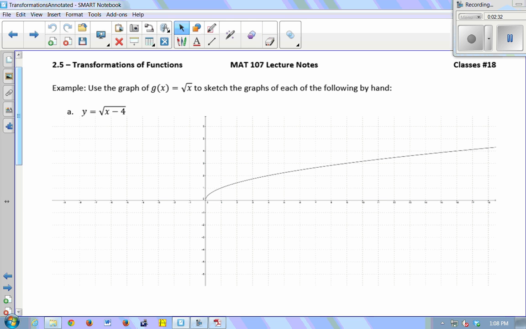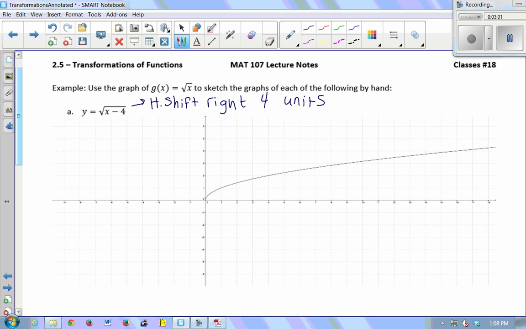To the right, yes, because horizontal changes always lead to changes that are counterintuitive, right? So negative, your intuition would tell you go left, but anytime you have an inside change, you do the opposite thing. So we're going to go right 4 units. So I'm just going to jot down in English what this says. This says, do a horizontal shift right 4 units. So it can really help to translate what that equation says into the language of transformations before you start trying to sketch.